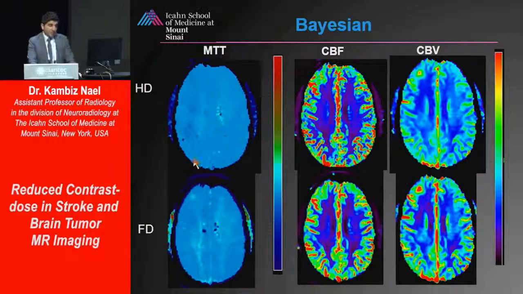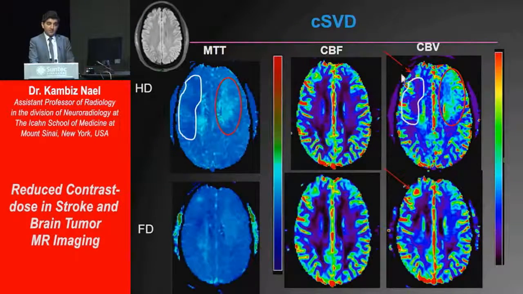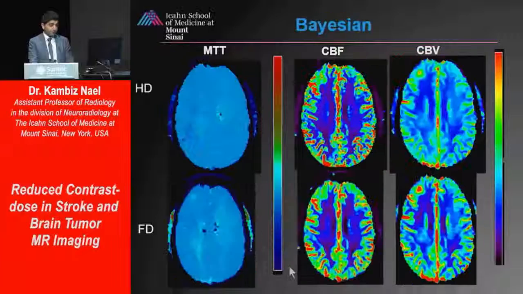Same patient processed with Bayesian technique, again half dose, full dose, and you can see that the maps are more homogeneous. There's no heterogeneity on MTT maps, and cerebral blood volume, again, you see less of it, but more homogeneous and no significant heterogeneity across the field of imaging. And that cortical-based meningioma, although less conspicuous, is still visible, as opposed to CSVD, where you couldn't really see that lesion.